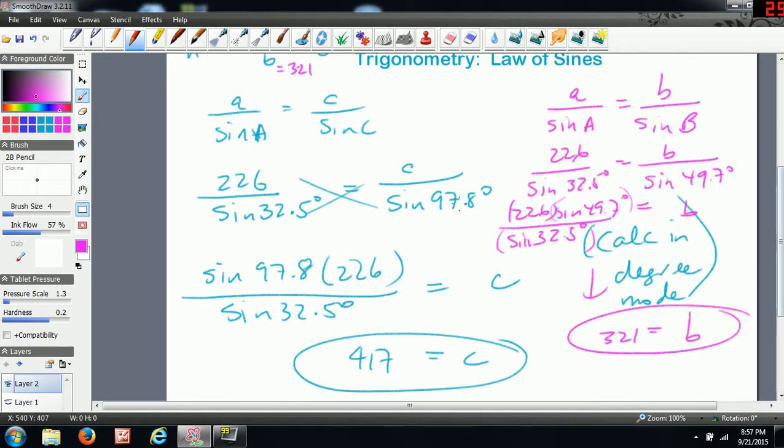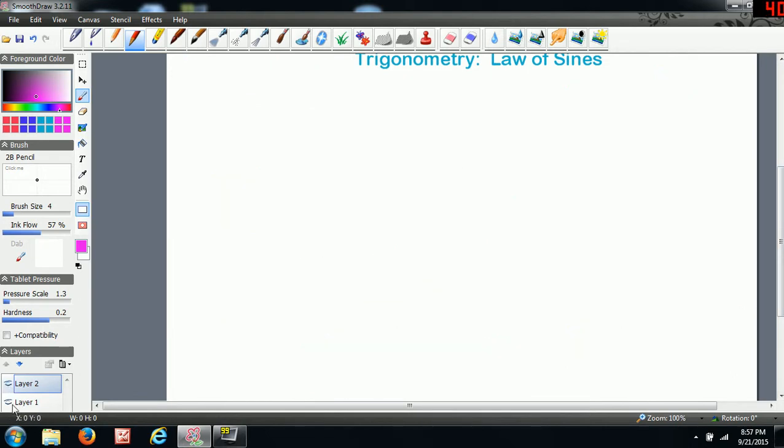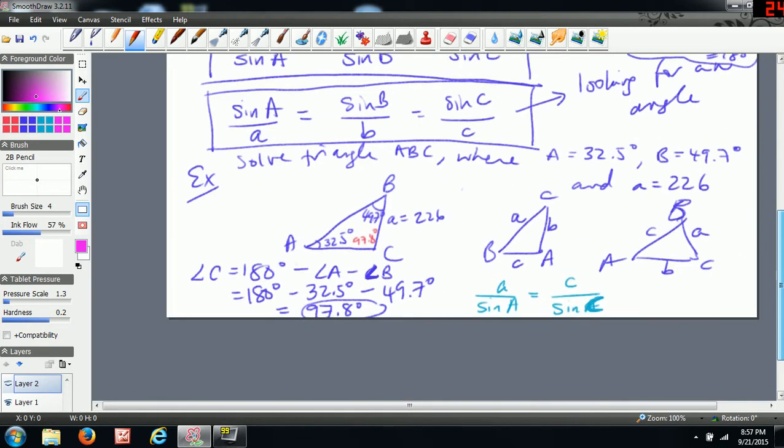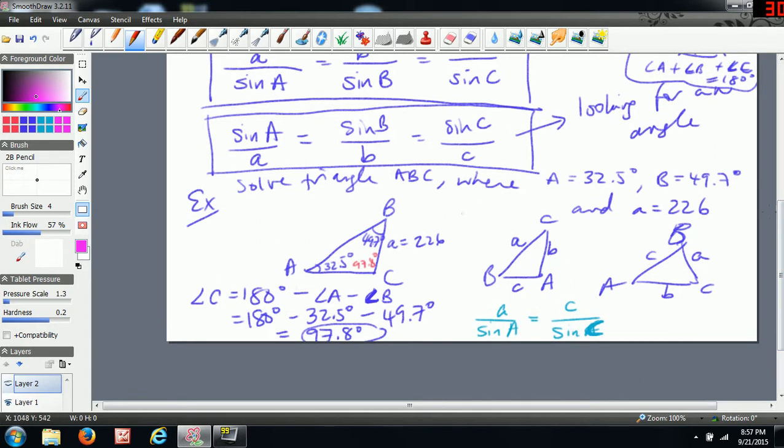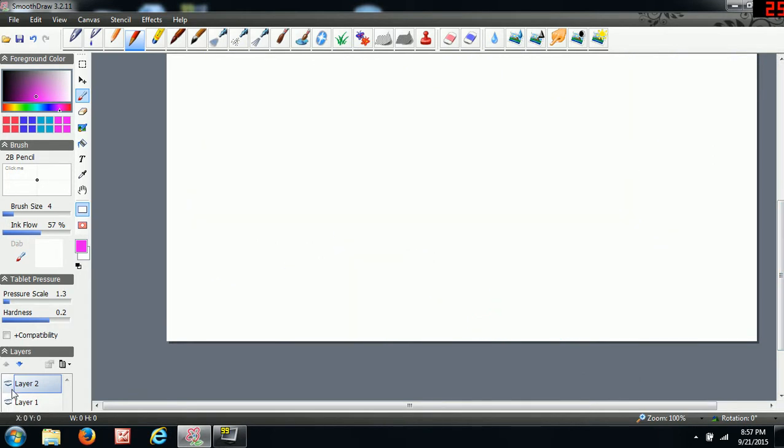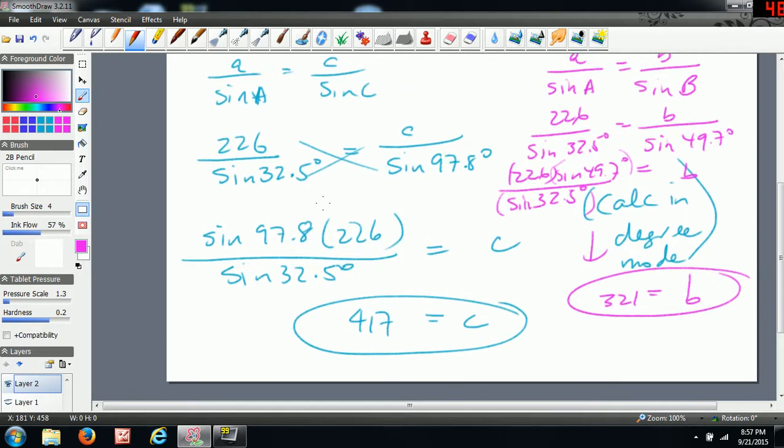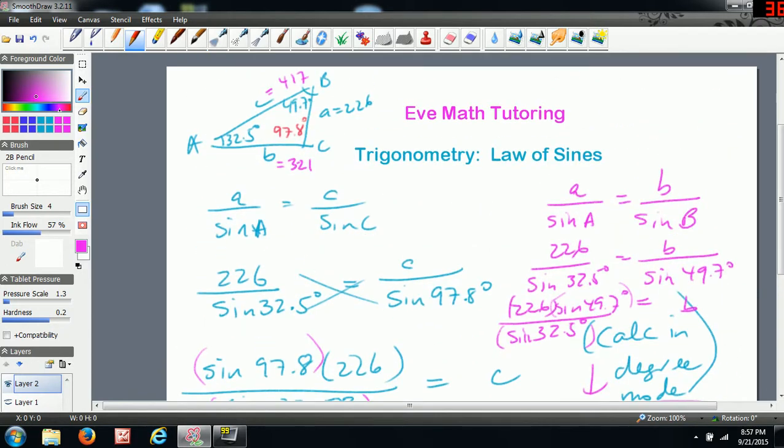Okay, so let's go here to page 1. So over here, same thing. Actually, it's on the other page. Sorry, same thing over here. This should be in brackets when you plug this into the calculator. Okay, and that's how you would solve the triangle using the sine law.